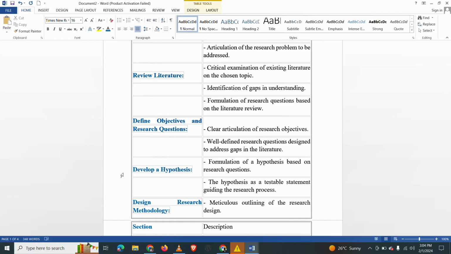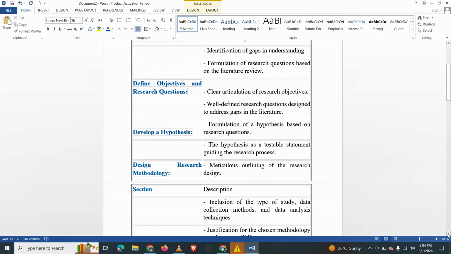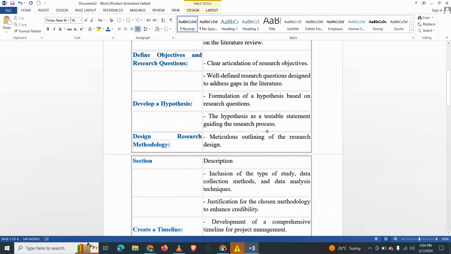So then how are you supposed to design your research methodology? How are you going to collect your data? This is the question. You can see my cursor. How are you going to design your research methodology, or rather, how are you going to collect your data?